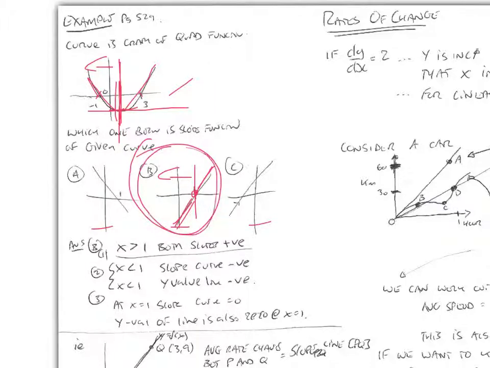So this is the correct slope function for that graph, based on looking at the points where it cuts the axis and where it is positive or negative at those points.